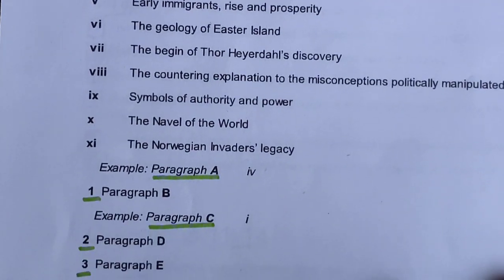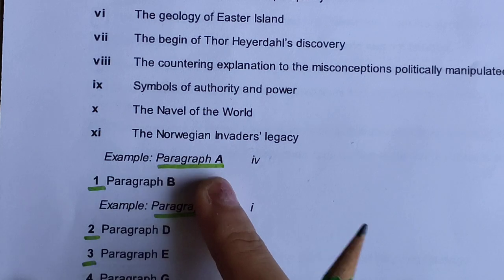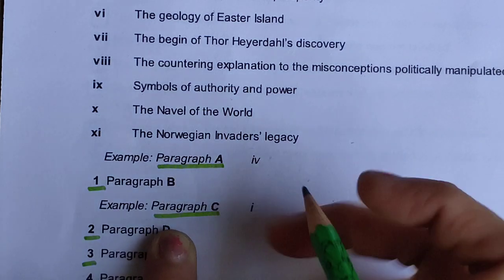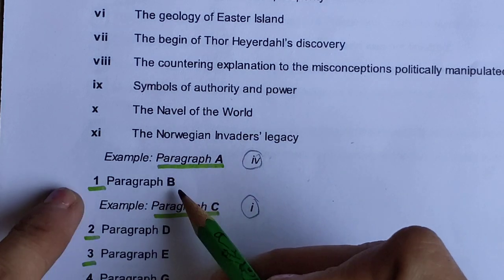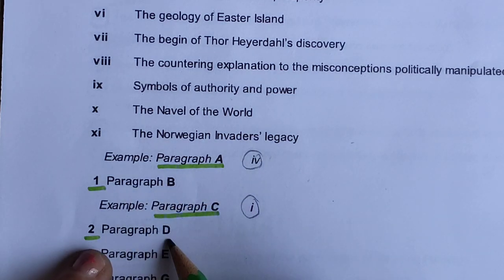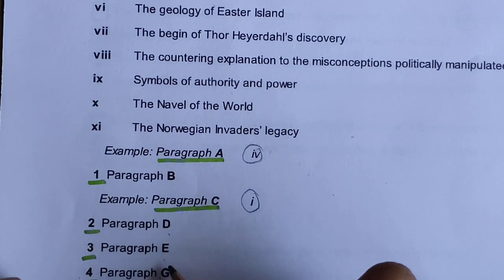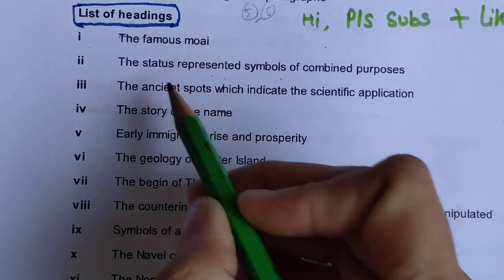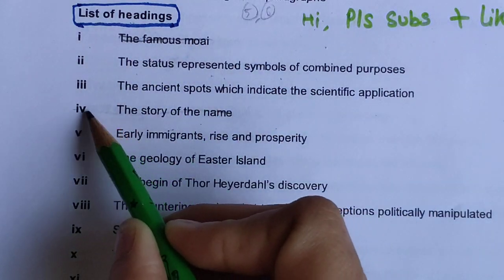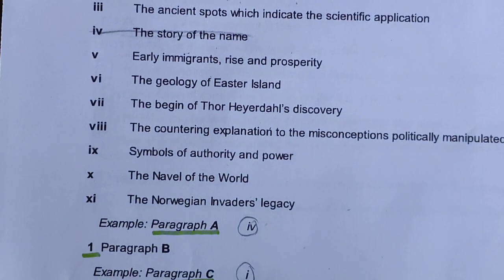Now you can see for paragraph A and paragraph C they have already given the answers, and we have to find the answers for paragraph B, D, E and G. So 4 questions are there, and we can cut these two options from this and this. Okay, so I have cut it.